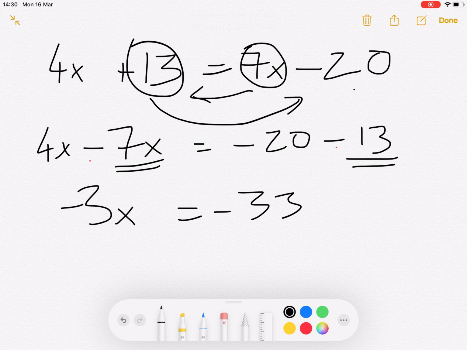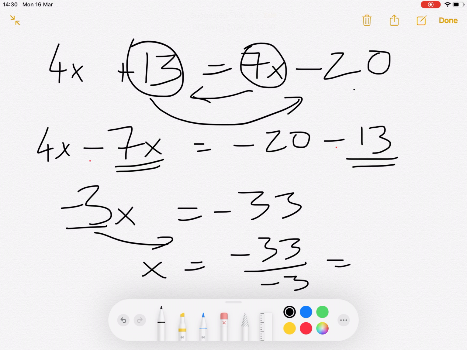So to finish off, I'm going to bring this minus 3 over. Remember, it's multiplying, so when I bring it over, it becomes a divide. So I'm left with x is equal to minus 33 all over minus 3, which gives me 11. Minus divided by minus gives me plus, and 33 over 3 is 11. Okay.